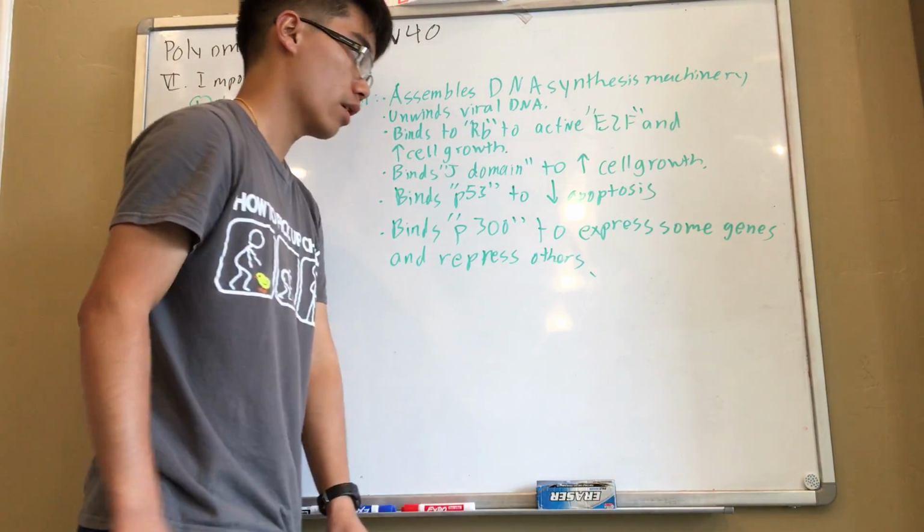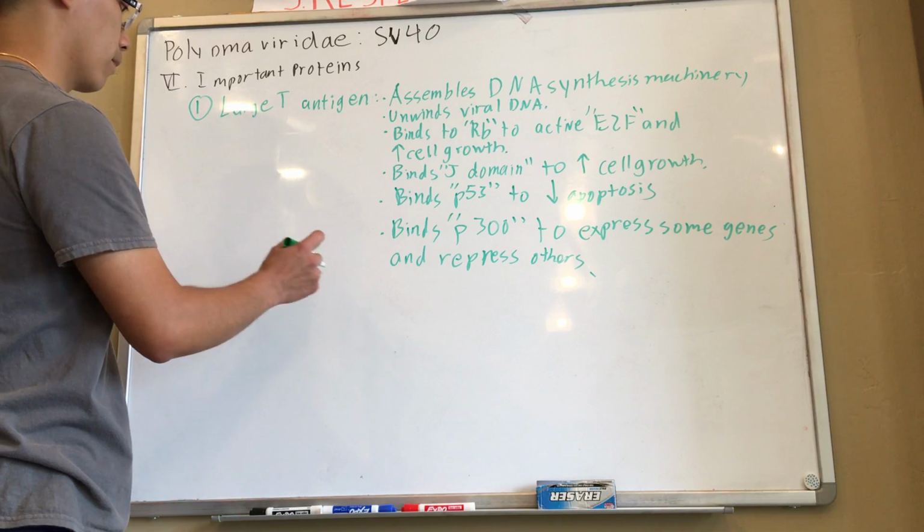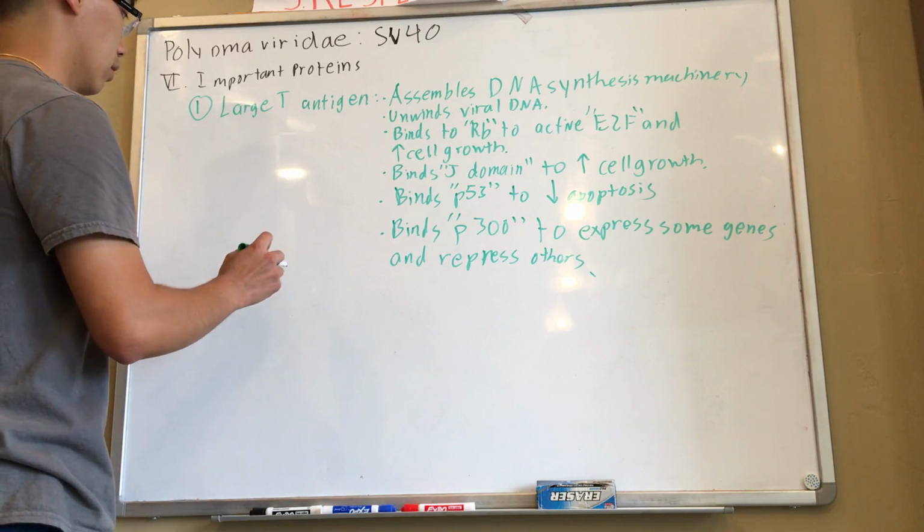B300 just expresses some genes and represses others. You want the right genes expressed at the right time. And this is for viral genes.